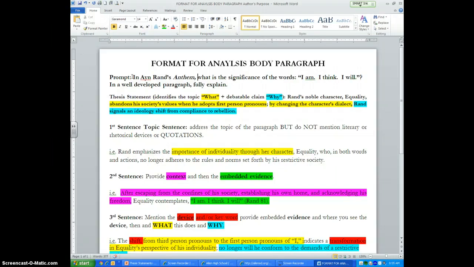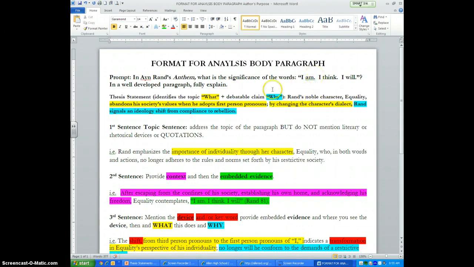Okay, so we know that a thesis statement has two components, the what and the why. So I, as the writer, am looking at this prompt. I'm like, okay, what am I going to write about? I obviously have to write about these words. That's the what. And then why are they significant? So that's what I'm going to construct a sentence saying.